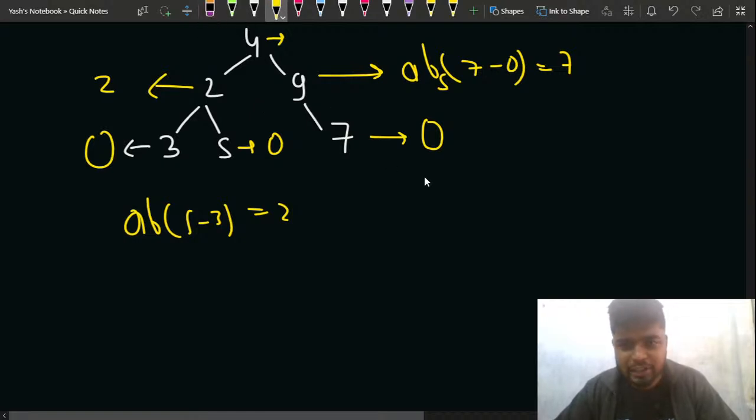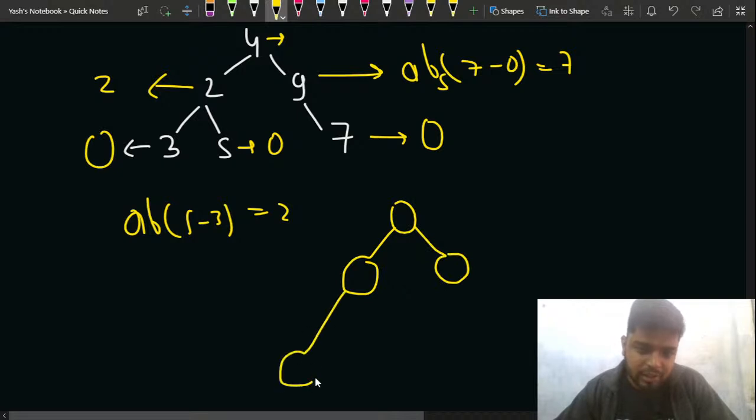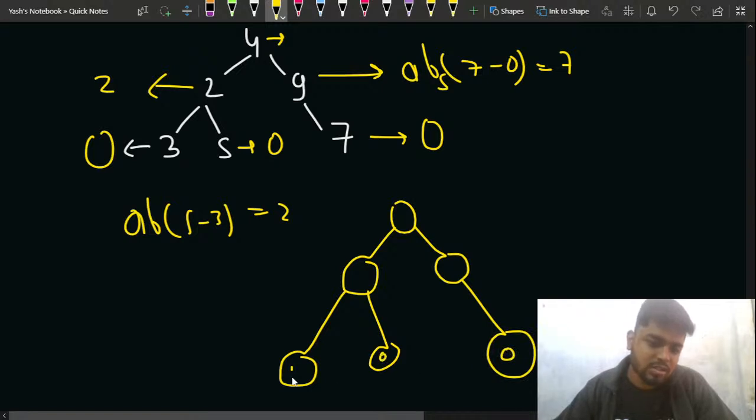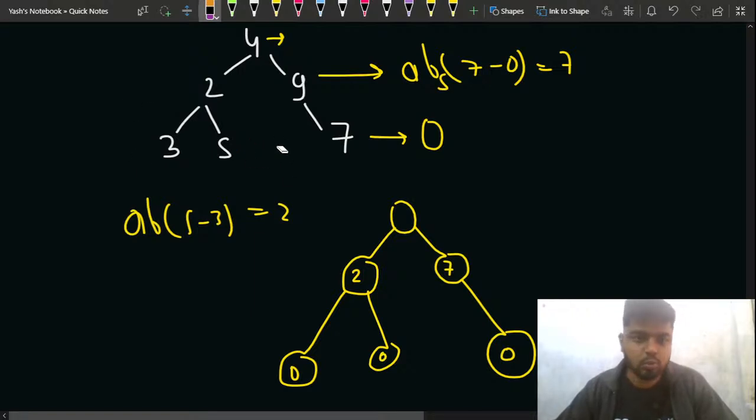Let me first of all draw the tree in this manner. This will be our tree. Let's say this will be the tilt diagram for it, not the tree actually. This is 0, this is 0, this is 0, because leaves will always be 0. After that, this comes out to be 2, and this comes out to be 7. Now you have to find it for the root.